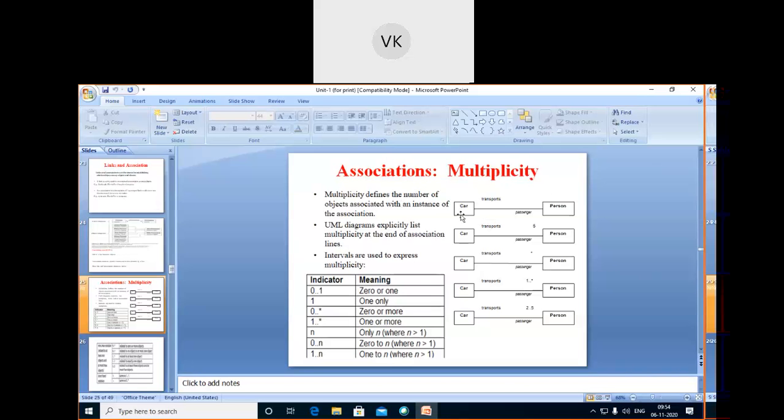For example, he has given two classes, car and person. Car is one class, person is one class. And after that I have a line in between car and person, that is a connection between car and person. You may call it an association. Above the line near the car class I have written transports, and near the person class I have written passenger.